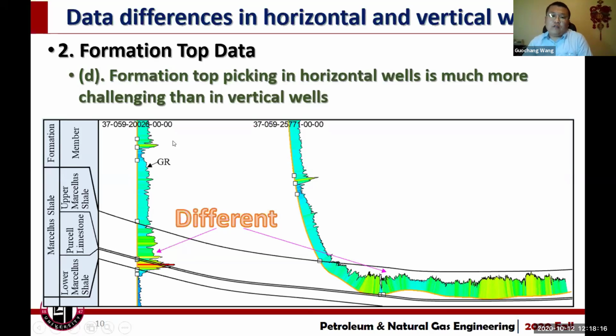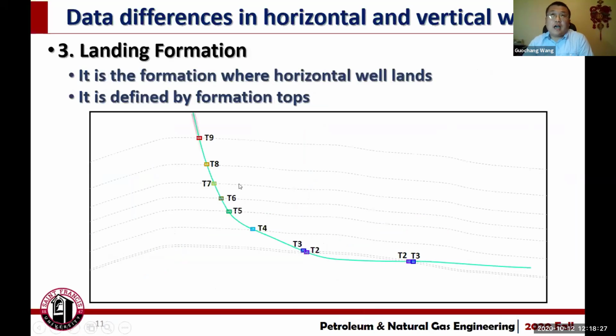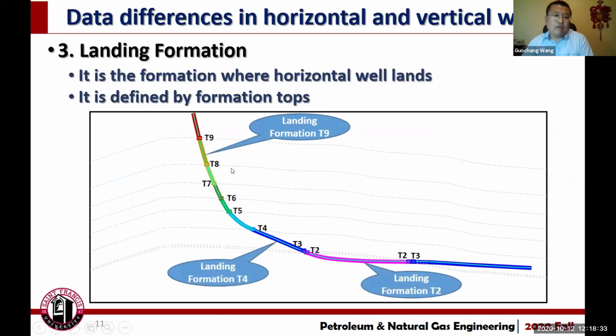Another difference is that picking formation tops from horizontal wells is very challenging. This is a little bit out of this topic, so I just mention it. There's higher uncertainty in using the tops in horizontal wells than the tops in vertical wells.